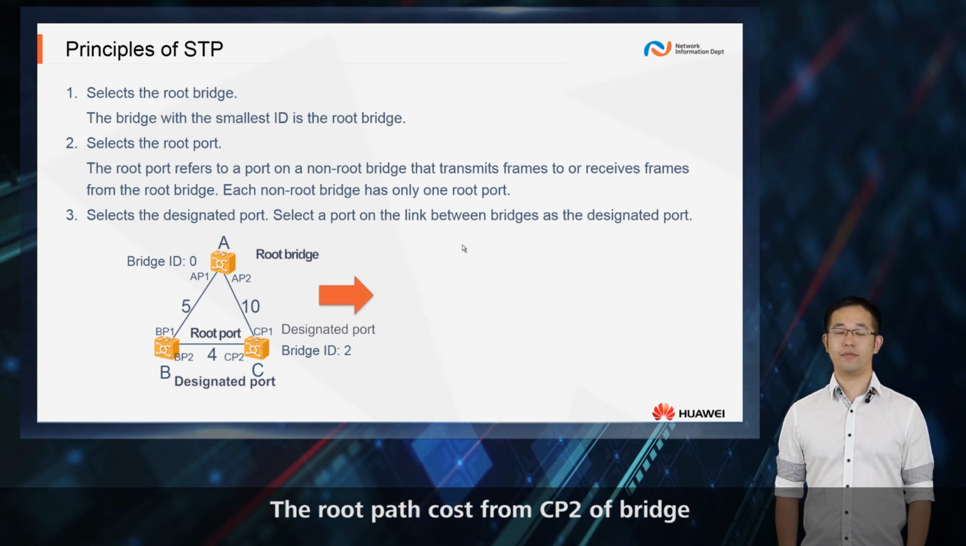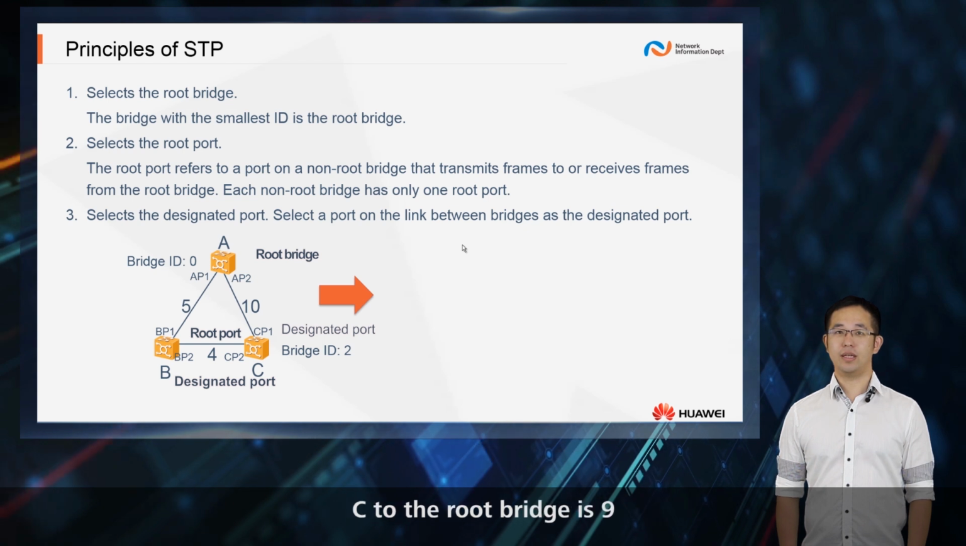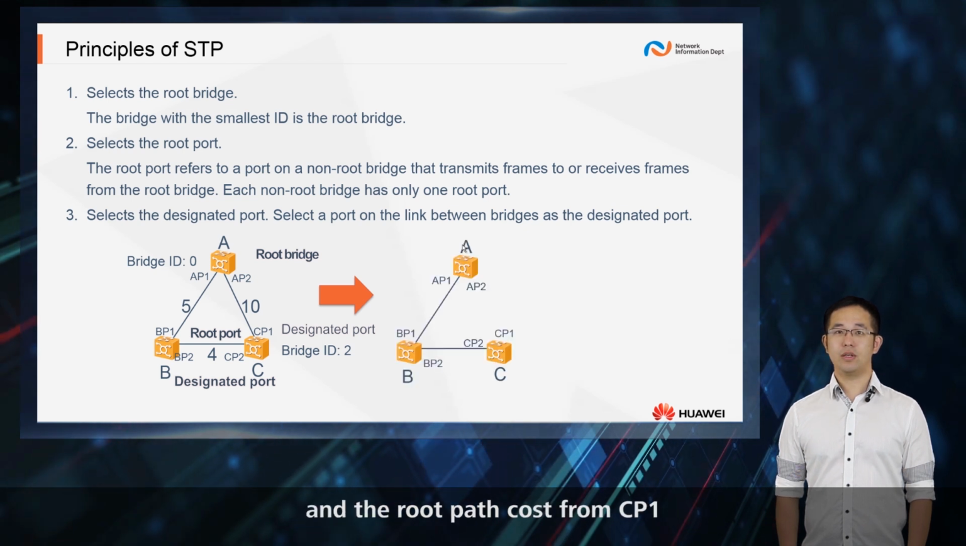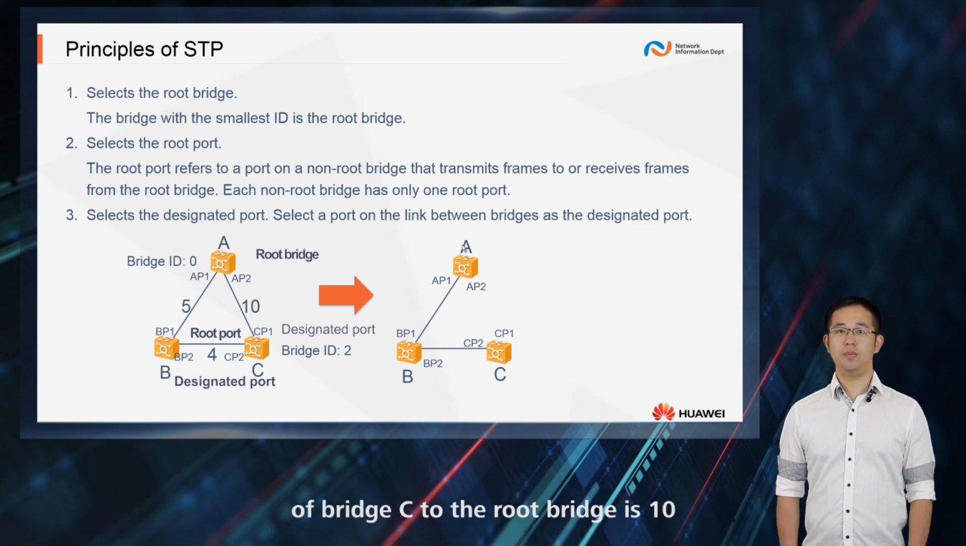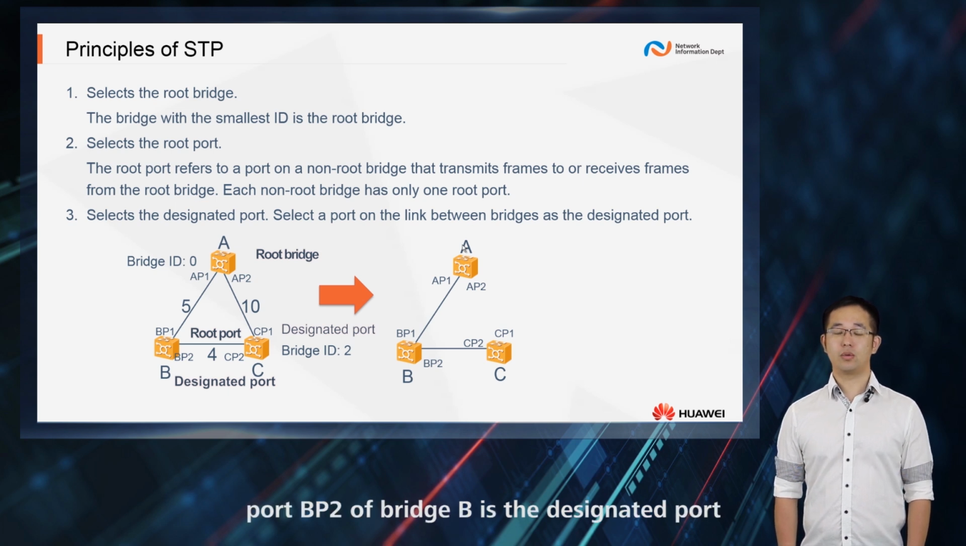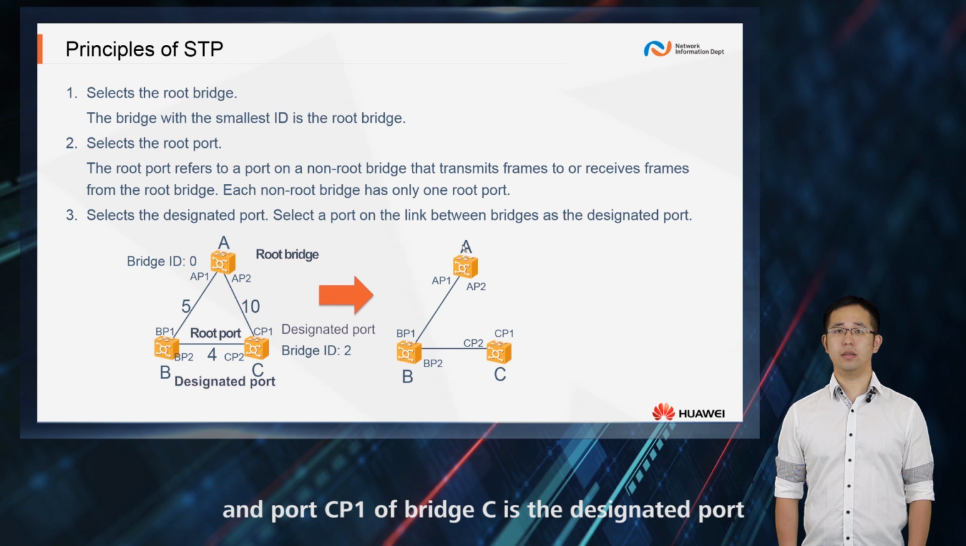The root path cost from CP2 of bridge C to the root bridge is 9, and the root path cost from CP1 of bridge C to the root bridge is 10. Therefore, CP2 is the root port of bridge C. 3. Selects the designated port. Select a port on the link between bridges as the designated port. As shown in this slide, port BP2 of bridge B is the designated port, and port CP1 of bridge C is the designated port.